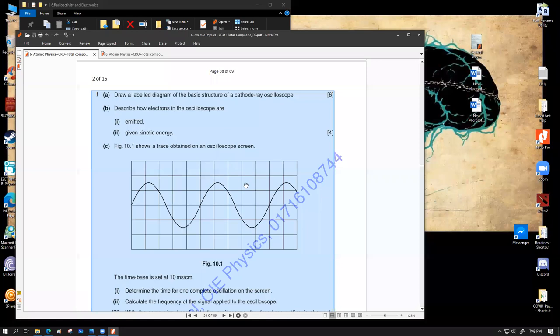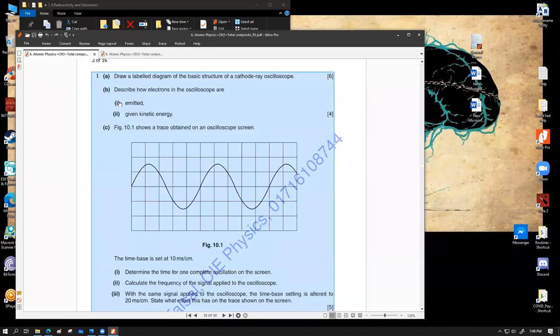If you go forward: describe how the electrons in the oscilloscope are emitted, given kinetic energy, velocity, basic thermionic emission, and then the electric field or the high voltage source, which I'm going to discuss. I want to do this calculation. So let's have a look over here.